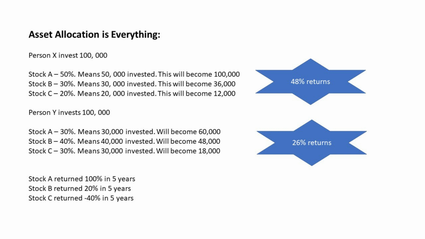Now, what has happened is, let's assume that in 5 years' time, or whatever, 3 years' time, stock A has returned 100%, which means it has doubled in this 5 years. Stock B has returned just 20% on top of the initial capital.